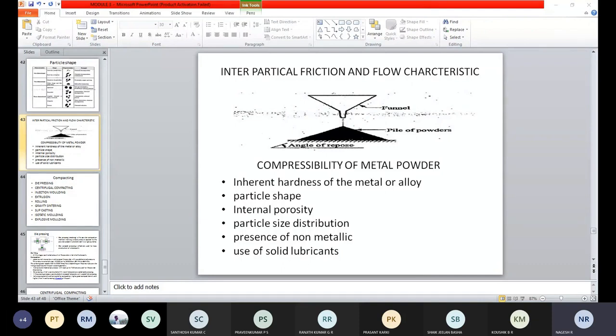Also, the smaller the particle size, generally the greater the friction and the repose angle. As I said, when it has a fine-sized or small-sized powder particle, the friction between those powder particles will be more, and it will form steeper angles when we pour from the funnel. And when the size of the powder particles gets larger, there won't be as much friction between the powder particles, then the flowability will be more.